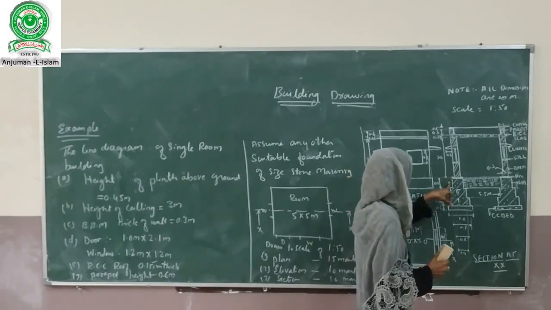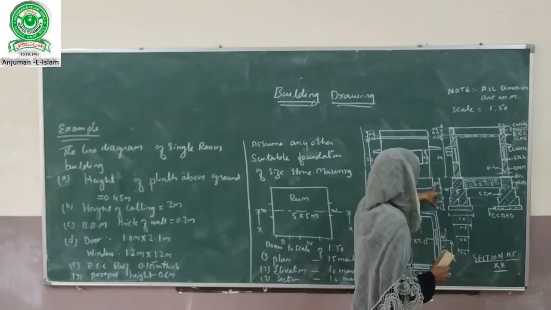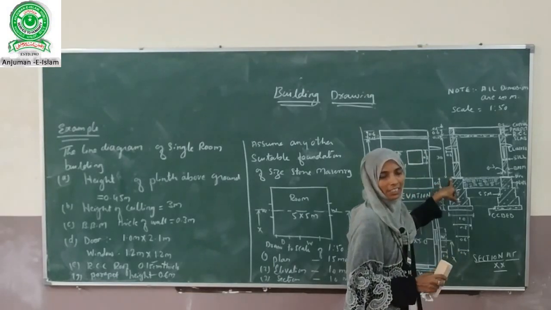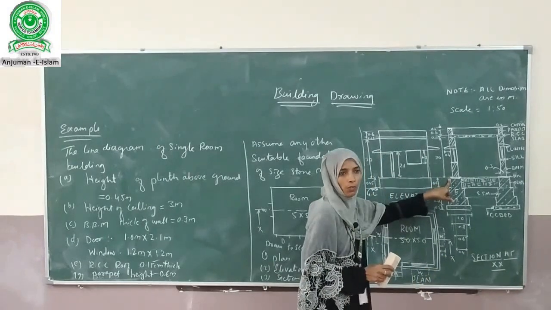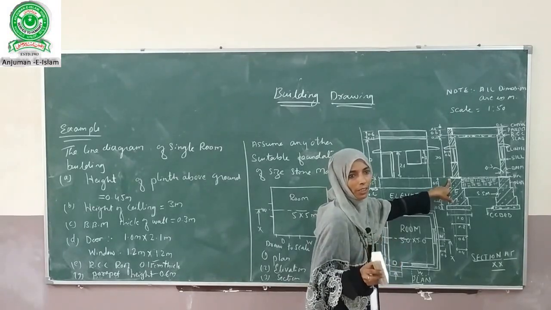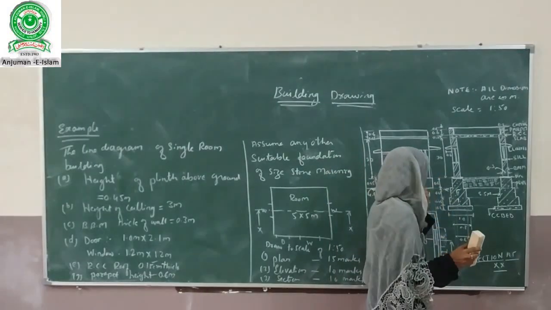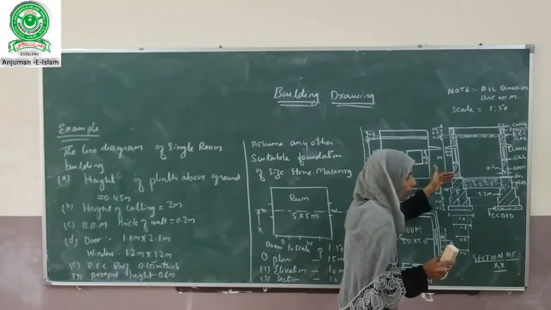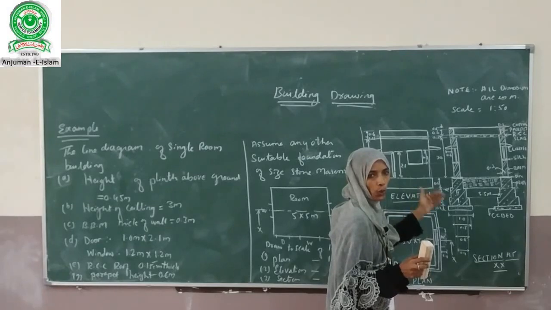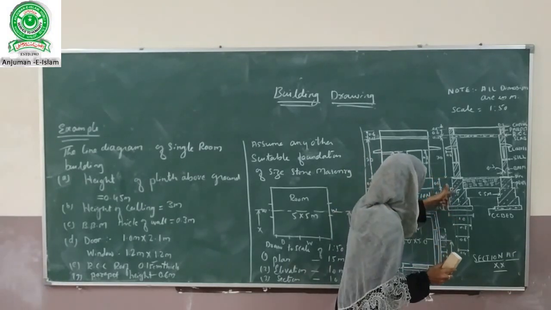The height of the basement is 0.45, excluding the DPC, that is the damp proof course. The damp proof course will be provided of 0.1 meter or 0.15 meter, depending upon our requirements. Then below the basement, you have to provide the footings, that is size stone masonry. The first footing will be taken off.